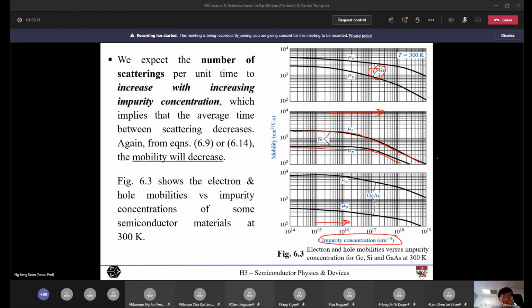Again, this is not surprising, because if you have more impurity atoms in the lattice, then the chance of a carrier encountering impurity atoms will also be increased. If there's only a little, the carrier will have to move a lot more distance before it encounters one of these ionized impurity atoms. But if there are more of them, it will encounter them more frequently, and the mobility is expected to drop because it gets scattered more frequently. So this behavior is something that you expect.